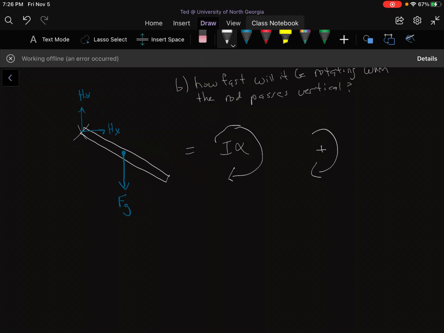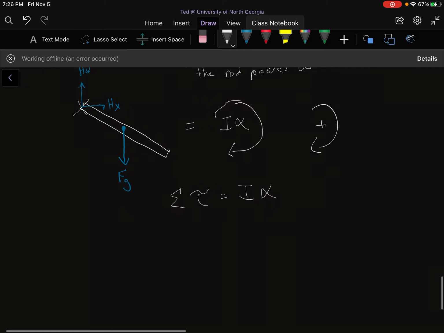The forces are indicated on the object to the left, and the I alpha is indicated on the right. We are going to be using the idea that if we add up all of the torques on this rod, it should equal the moment of inertia of the rod times the angular acceleration. So we need to find all the torques.